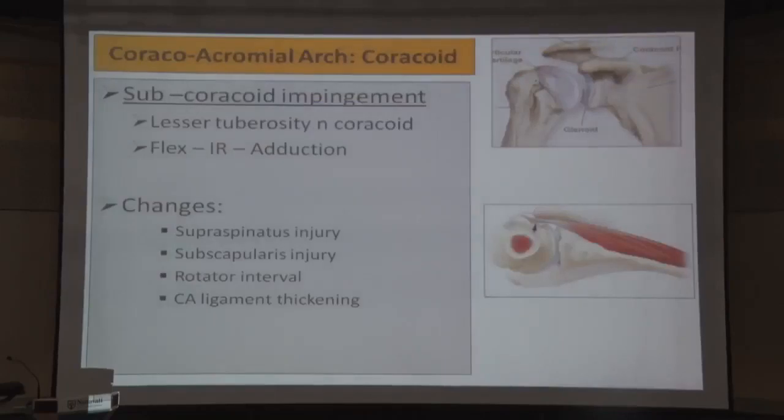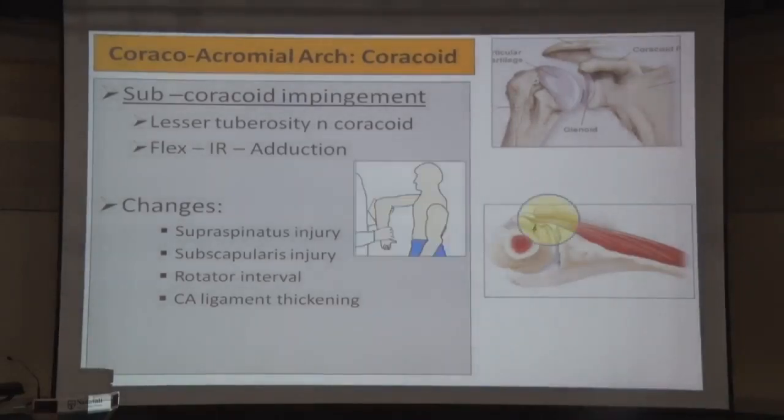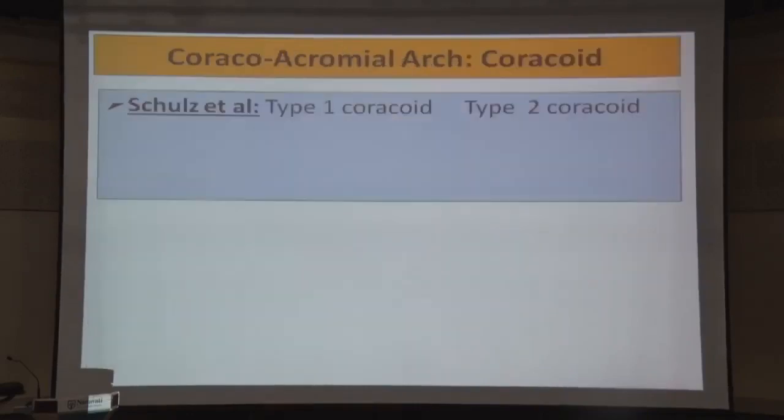The coracoid, I'm not going to talk about the normal anatomy of the coracoid, but I'm going to straight hit the concept of subcoracoid impingement. Subcoracoid impingement, like subacromial impingement, is impingement between the lesser tuberosity and the coracoid, which occurs in flexion, internal rotation, and adduction. This subcoracoid impingement can lead to injuries or tears of the supraspinatus, subscap, injuries to the rotator interval, and even thickening of the CA ligament.